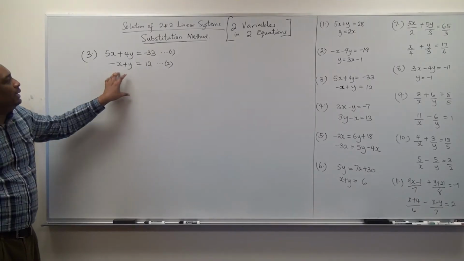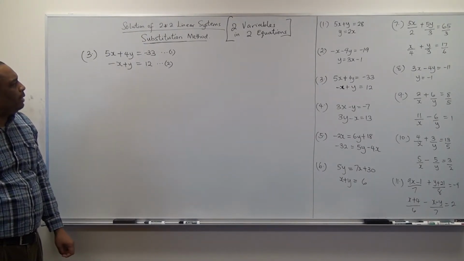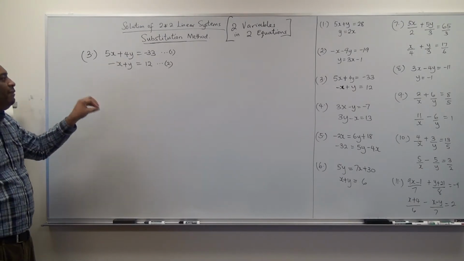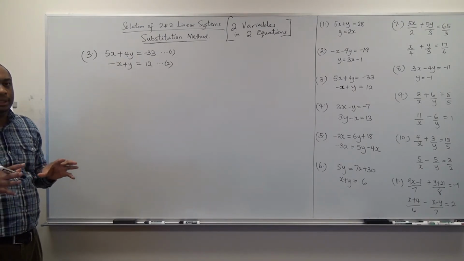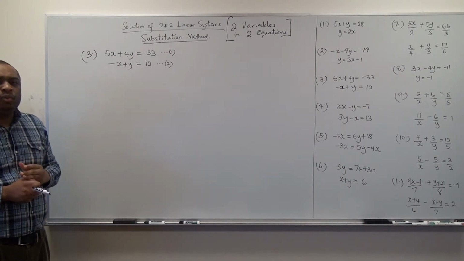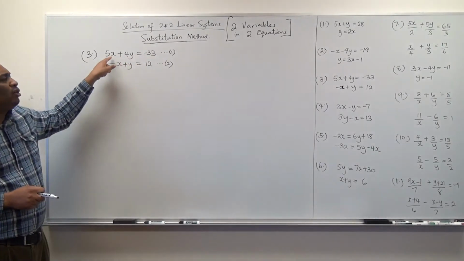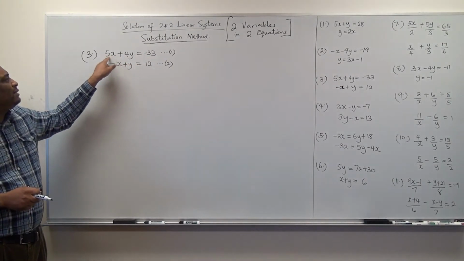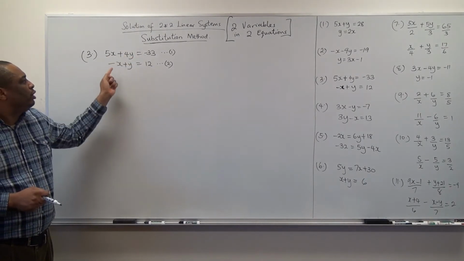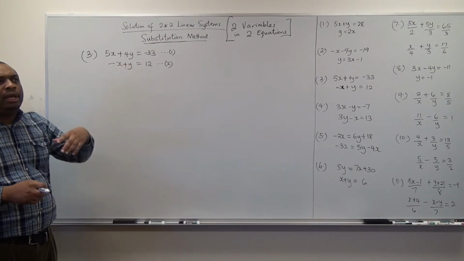Alright, this brings us to number 3. In this third problem, we see that none of the variables are isolated. None of the variables are isolated. So we have to find how we can isolate one variable. If you look at equation 1, we see that the coefficient of x here is 5, the coefficient of y here is 4. We look at equation 2. The coefficient of x is negative 1, the coefficient of y is 1.